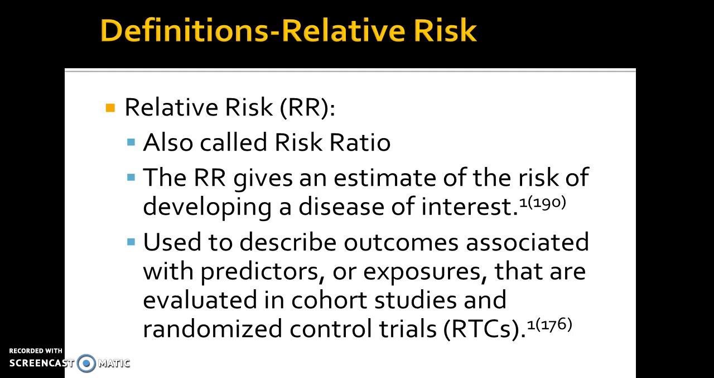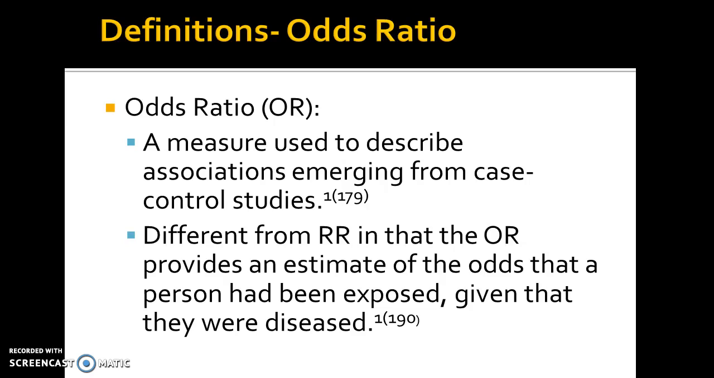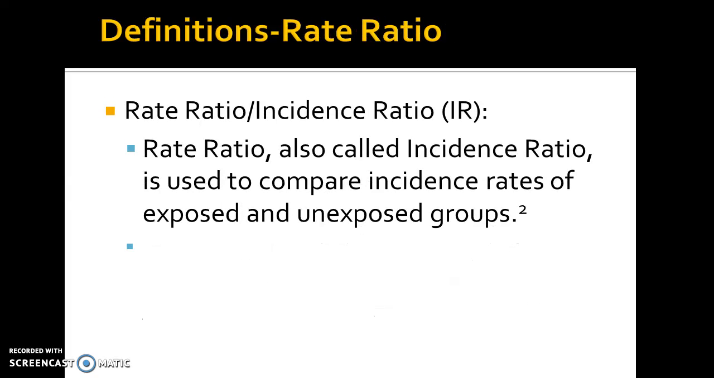Relative risk is also called risk ratio. The relative risk gives an estimate of the risk of developing a disease of interest. It's used to describe outcomes associated with predictors or exposures that are evaluated in both cohort studies and randomized controlled trials. The odds ratio is a measure used to describe associations emerging from case-control studies. It's different from the relative risk in that the odds ratio provides an estimate of the odds that a person had been exposed given that they were diseased. The rate ratio is also called the incidence ratio, and it's used to compare incidence rates of exposed and unexposed groups.